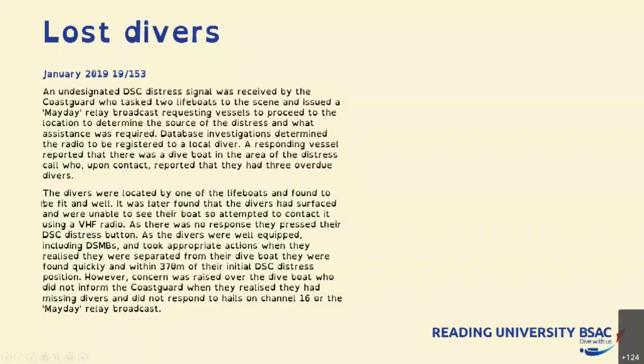Now, luckily, those divers were located by the lifeboat and found to be fit and well. And what had happened was that they'd surfaced and were unable to see their boat. So they were really lucky they had a VHF radio. So they attempted to contact the boat. And there was no response. So they pressed the DSC, the Digital Selective Calling Distress button.